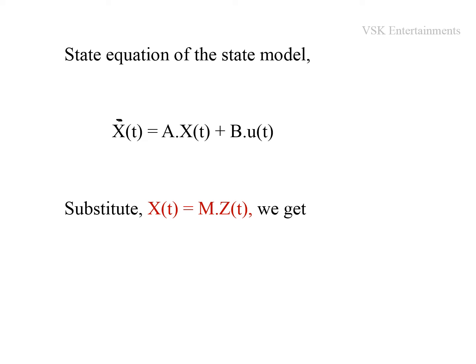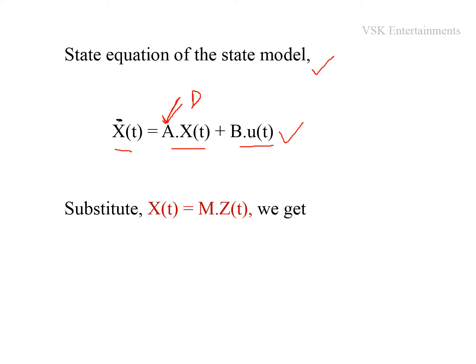Consider the state equation of a state model. We already know this equation: x dot of t is equal to A into x of t plus B into e of t. Here A is the system matrix. This system matrix is the non-diagonal system matrix. Now we have to make this non-diagonal system matrix into a diagonal system matrix.